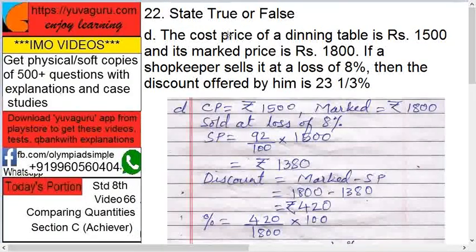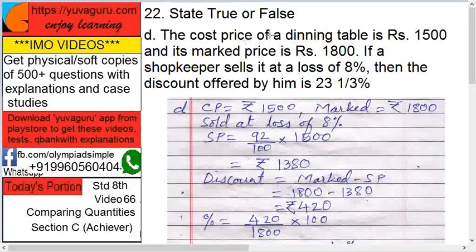Next, the cost price of a dining table is rupees 1500 and its marked price is rupees 1800. If the shopkeeper sells it at a loss of 8%, then the discount offered by him is 23 1/3 percentage. That is true or false. One typical thing you have to remember in this, the shopkeeper is selling at a loss. Loss means lower than the cost price, not lower than the selling price.